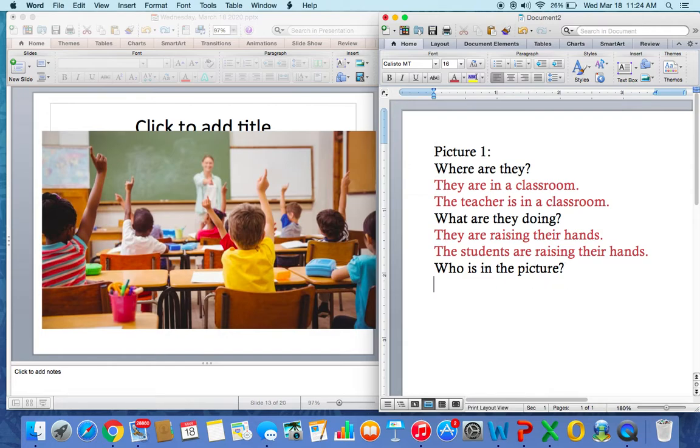And then we can quickly answer who was in the picture. Well, clearly there's students and a teacher. Who's in the picture? Answer would be a teacher. We don't need to capitalize the T. Teacher and students are in the picture. A teacher and students are in the picture. So there's some sentences about that picture. Let's look at another picture.